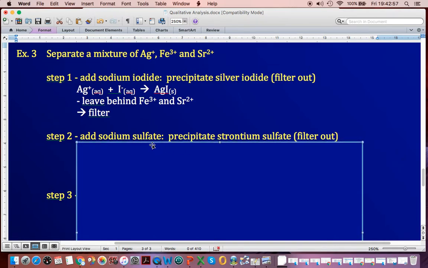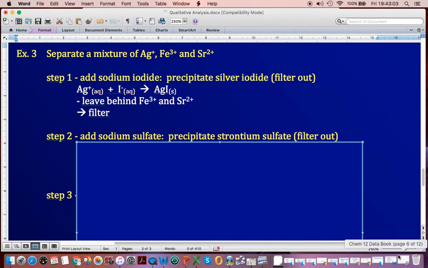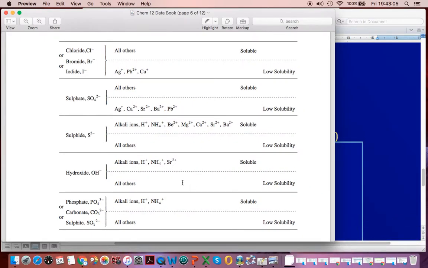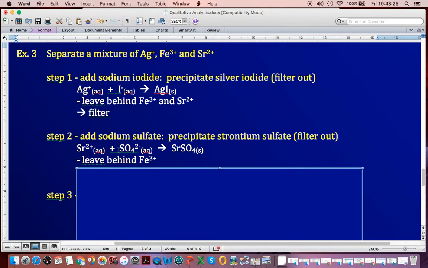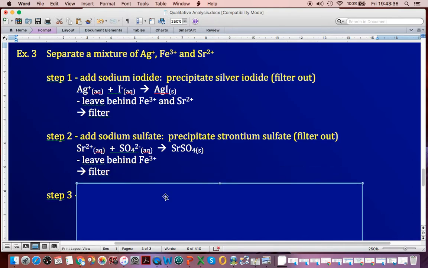So in this case, it says let's go after them with sulfate. And what happens if we add sulfate? Well, here's our sulfate. Strontium will attack the sulfate. And the sulfate will not go with the iron. It will be soluble. So when we do that, there's our net ionic equation. We got our sulfate ions in there with sodium sulfate. The Fe3+ is left behind and will pass through as a filtrate. And then we are off to the races.